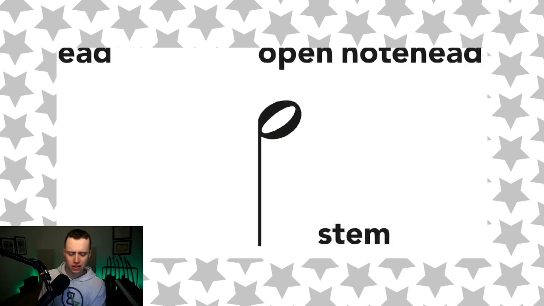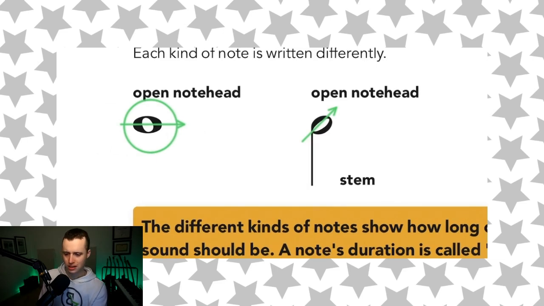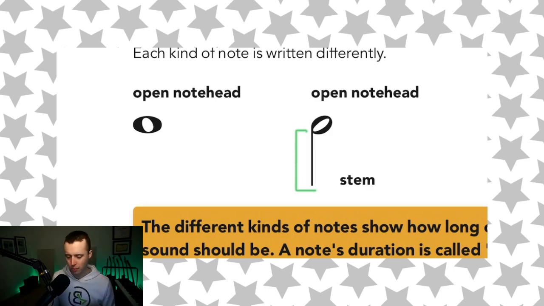Now here's a slightly different style of open note head. You can see that our first open note head is pretty much level, whereas this note head is tilted up. But it's also an open note head. We can see that the middle is hollow, just like a donut, just like a tire. That's an open note head. And then we have a stem. The stem is this line right here that comes down from the note head. So we have an open note head and a stem.